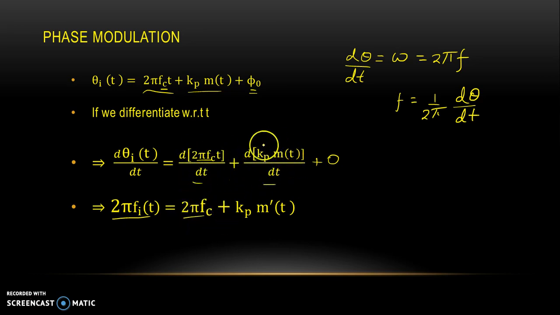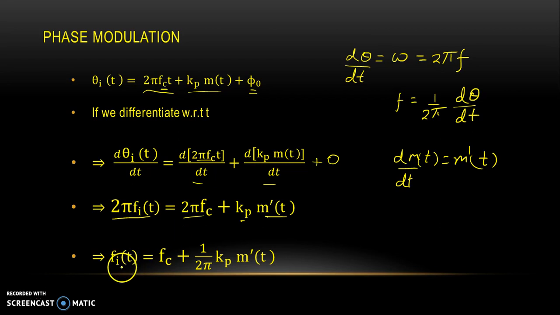Now plus, by differentiating this, kp is a constant, the phase sensitivity, so it will come out as a constant, and ultimately you will get the differentiation of m(t). Differentiation of m(t), d by dt of m(t), we can write as m dash t. So by dividing this equation by 2 pi, you will get that f(t) equals fc plus 1 upon 2 pi kp times m dash t.